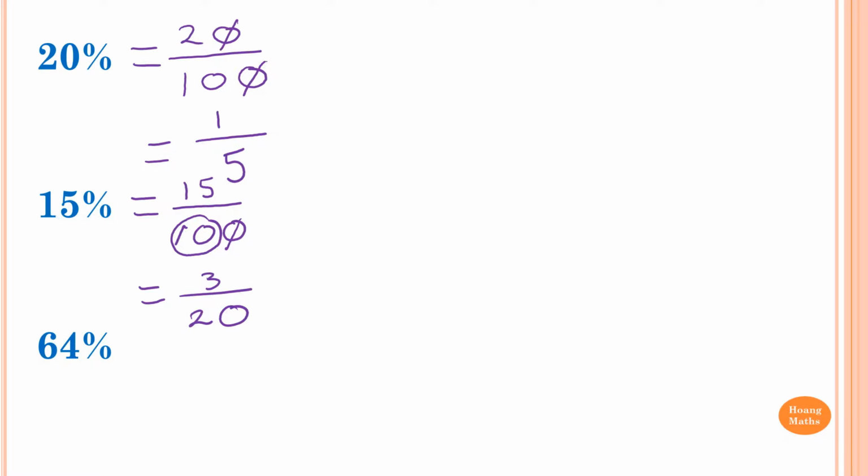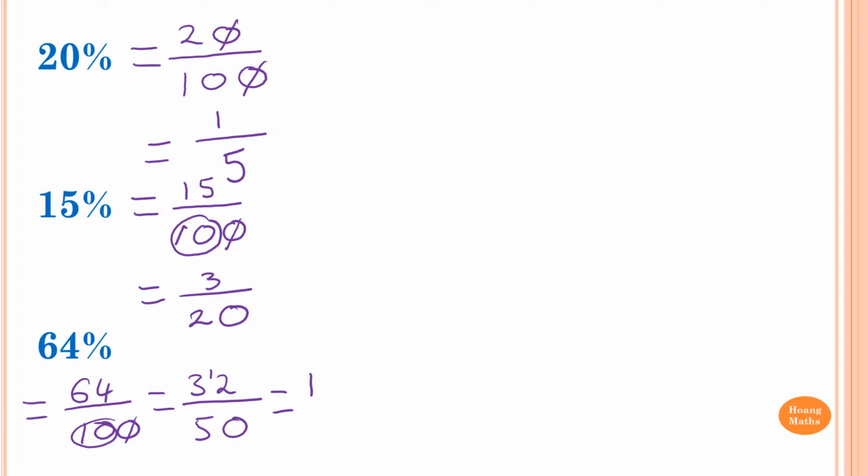64%. 64% means 64 over 100. So I can simplify by just halving it first. Half of 6 is 3, half of 4 is 2. Then half of 10 is 5, and this 0, I just write it down. Of course, I can simplify further. Half of 3 is 1, remainder 1, half of 12 is 6. And half of 5 is 2, remainder 1, and half of 10 is 5. So 16 over 25.